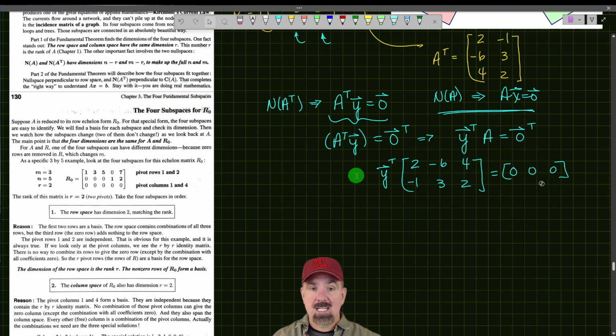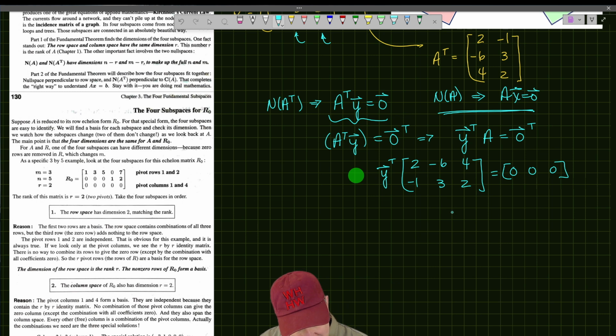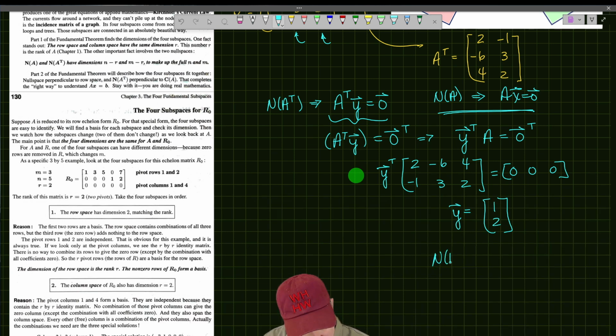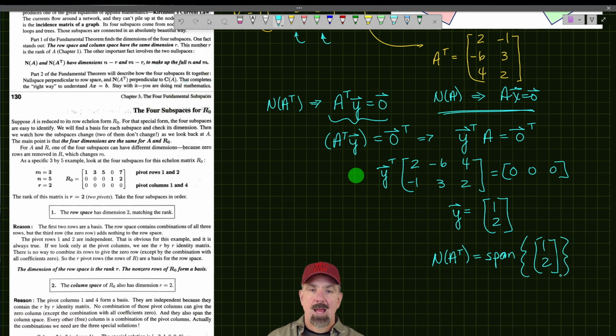And we can pretty much see what this is going to be. If we pick a y vector as any scalar multiple of 1, 2, then when we sweep that through, we get 0, 0, 0. This just, as an example, tells us how we could get the null space of A transpose. The null space of A transpose is the span of the vector 1, 2.